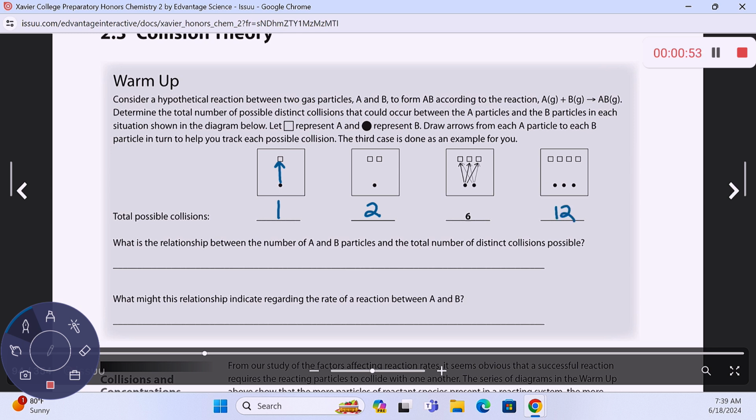Okay, so the relationship between the number of particles and the number of collisions that you would have would be: take the number of A times the number of B, and that will equal the number of collisions.